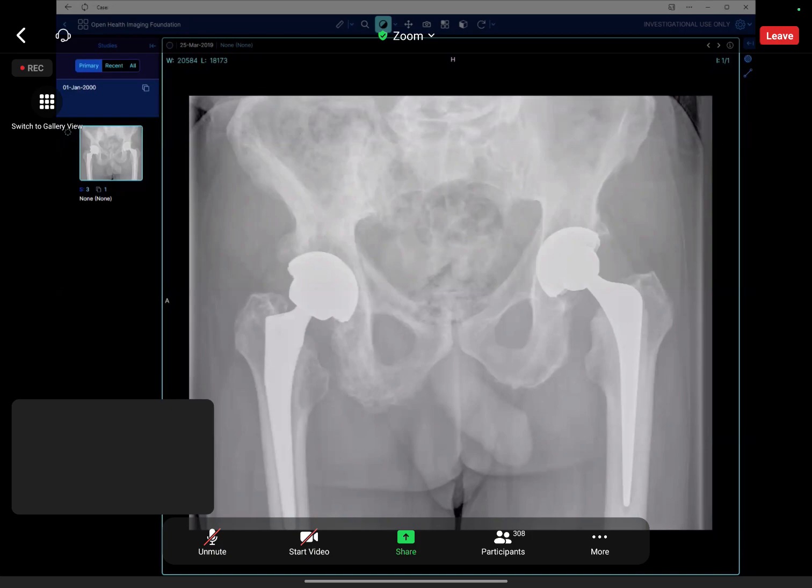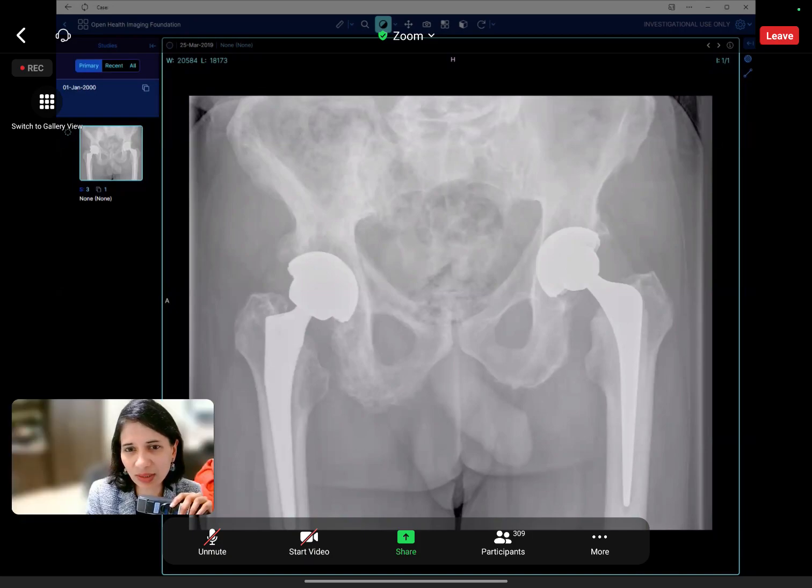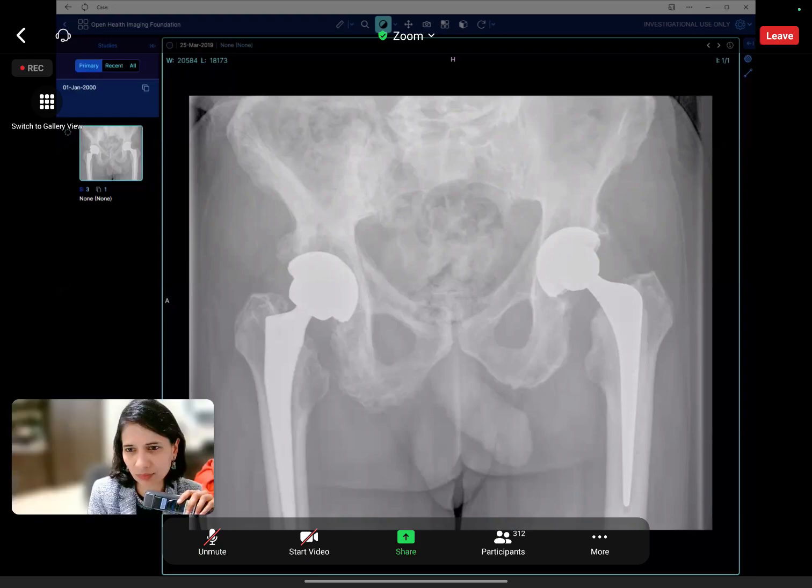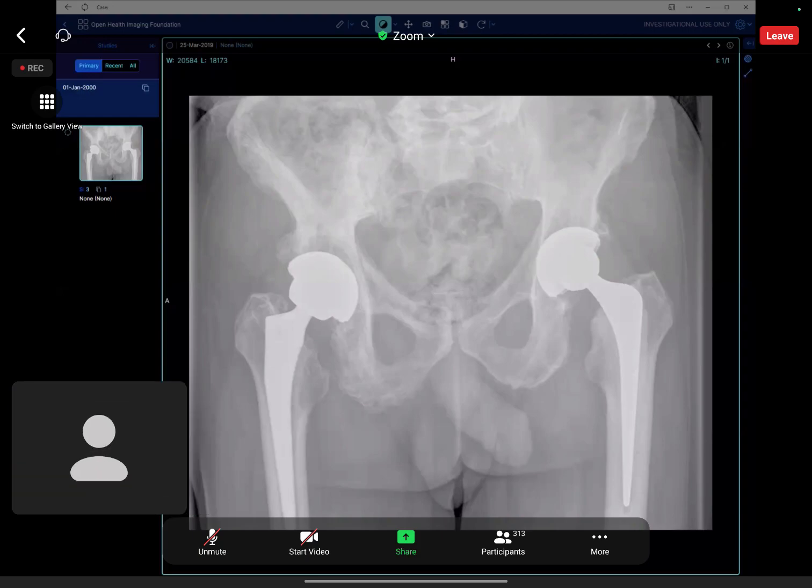So this patient is presenting with hip pain. This is a pelvic radiograph of a skeletally mature patient. I can see there are bilateral total hip replacements. I can't see the distal aspect of the right THR stem. I would want to see if there are any other images available.